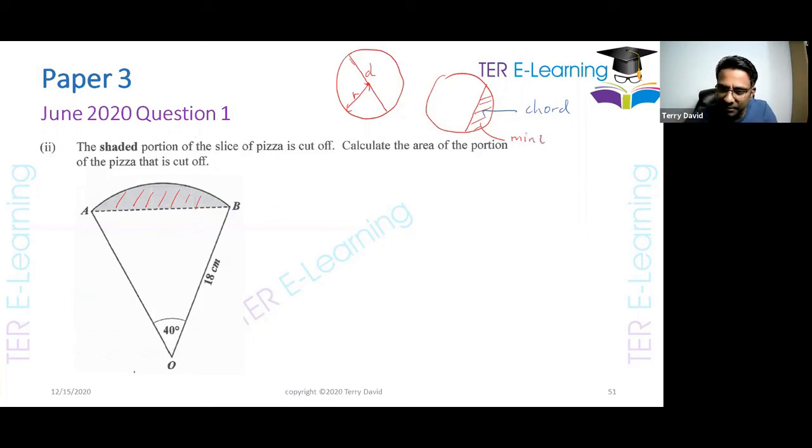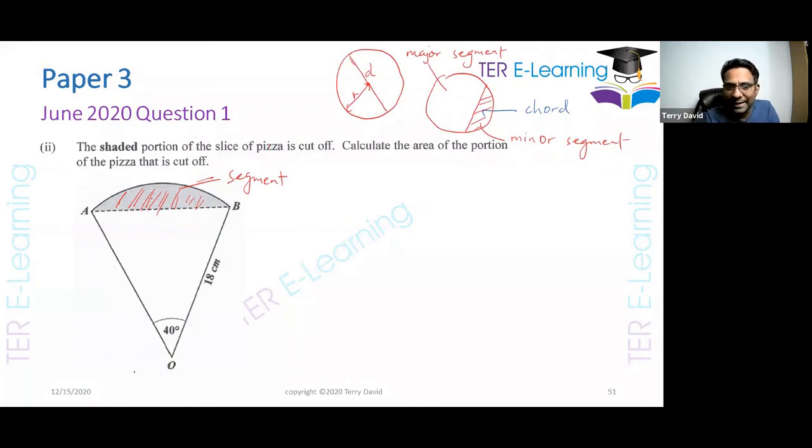So this is my minor segment, right? And this part here is my major segment, right? So these are terms that you need to know. So this shaded piece here is what we call a segment, right? So this is a segment. Now this is a typical paper 2 question, right? So this is nothing out of the ordinary they're giving you here.